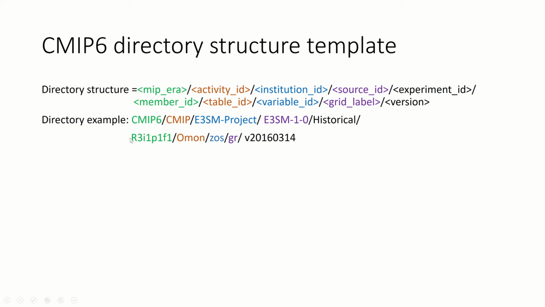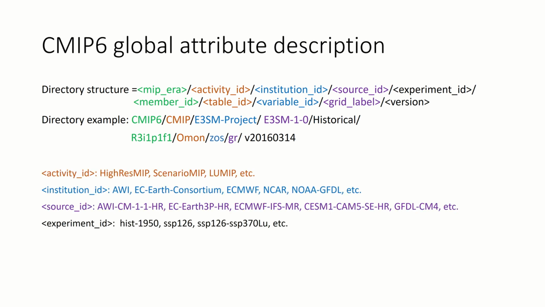I'll talk about this RIPF in detail. And then the table ID, that's the ocean monthly, it could be ocean daily, it could be atmospheric monthly, it could be atmospheric daily, it could be 3 hours. And then the variable, this is the name of the variable, and the grid. So here, for example, I tell you this is regridded data according to the CMIP requirements, so that should be something nice and easy to use. And then the version, this is when they stored or uploaded this data.